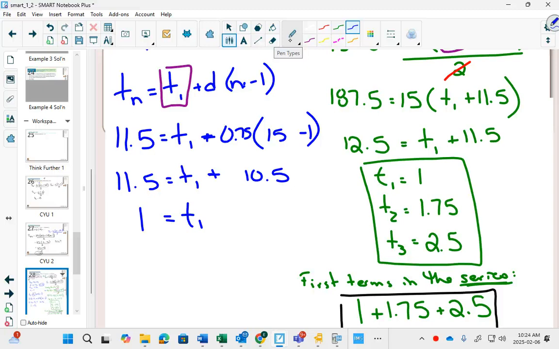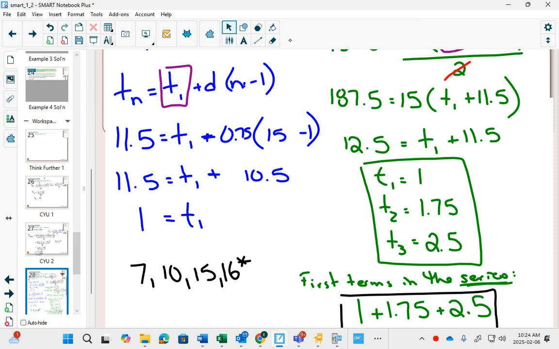All things considered, probably that blue formula was the easiest one to use to find term 1. And then once you have term 1, you could use your d values, find term 2 and term 3, and then write out the first 3 in your series. So sometimes we're going to have to do some problem solving. If you want to circle questions 7, 10, 15, and 16, I put a star by 16 because I think it's in section C. It's a bit of a challenge. So you're going to have to do a little bit more problem solving.